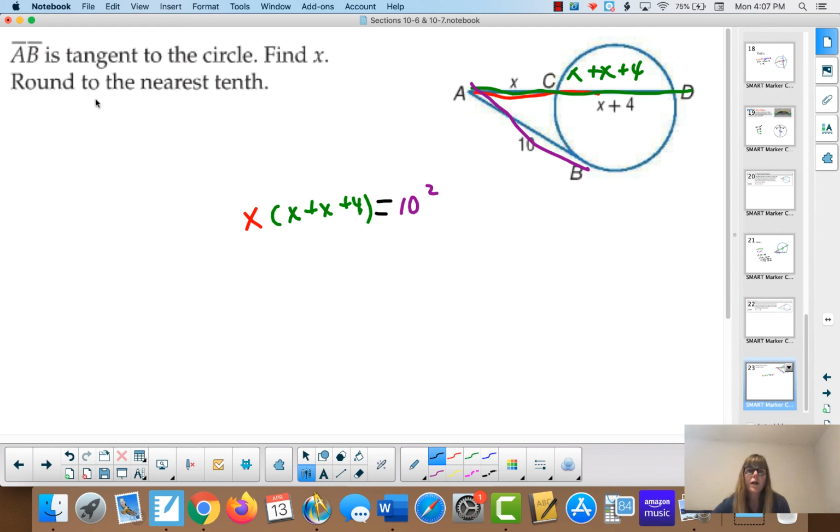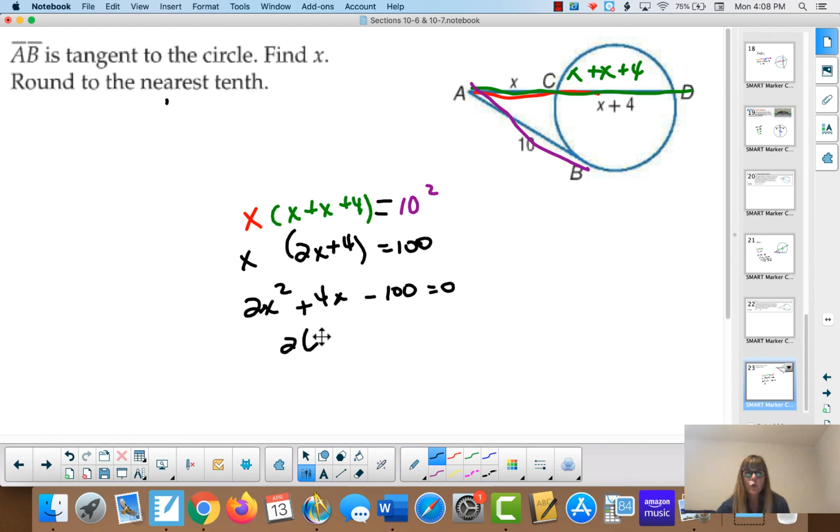Now this one, we're not going to be able to factor. That's why it's telling us to round to the nearest tenth. So I'm going to simplify that to x times 2x plus 4 equals 100. Moving everything to one side, we get 2x squared plus 4x minus 100 equals 0. I'm going to factor out a 2 just to make this easier. And then because we won't be able to factor the rest of this, we're going to have to use the quadratic formula.